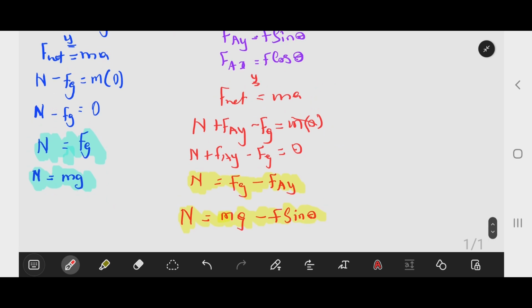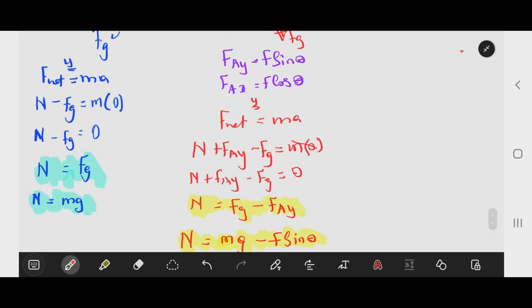So we can ask the question: is the normal force always equal to the gravitational force? The answer is no, because you can see in the second scenario that the normal force is not equal to the gravitational force, but it is equal to the gravitational force minus Fay, the y component of the applied force.